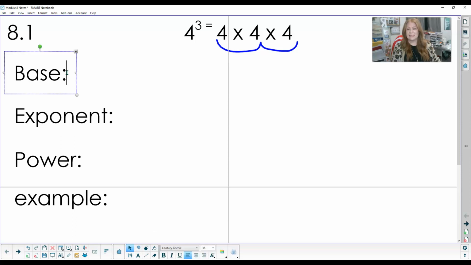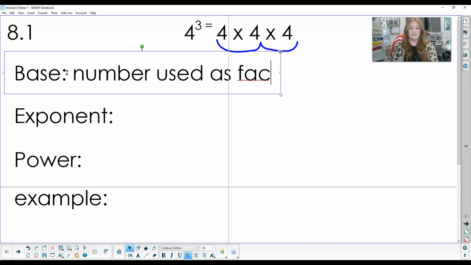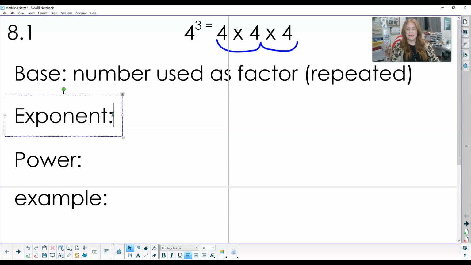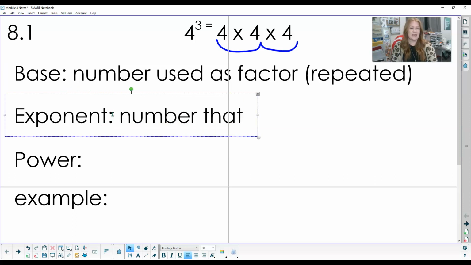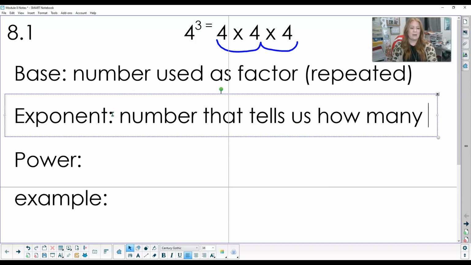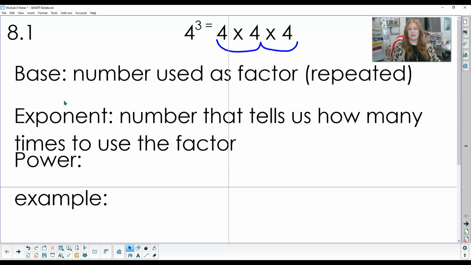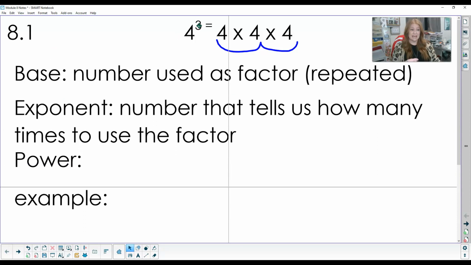The base is the number used as a factor. It's the number that's repeated over and over again. The exponent is the number that tells us how many times to use the factor. So the number here, the 3, is the exponent, and we needed to use the base, or the factor, the base and factor are the same thing, 4 times.